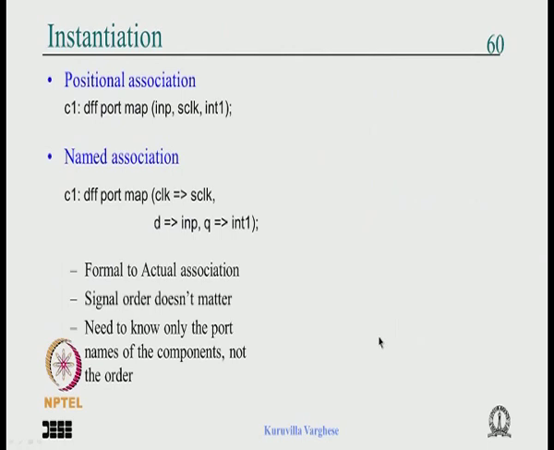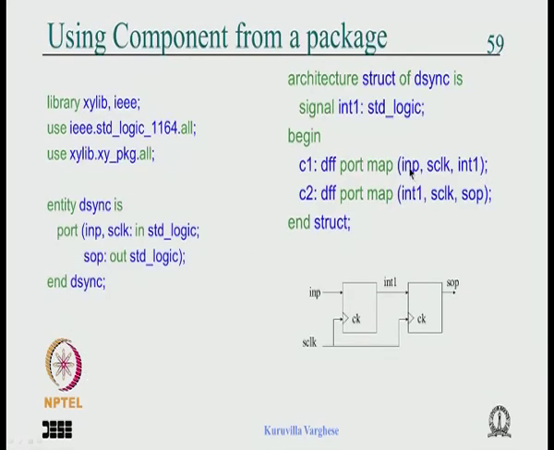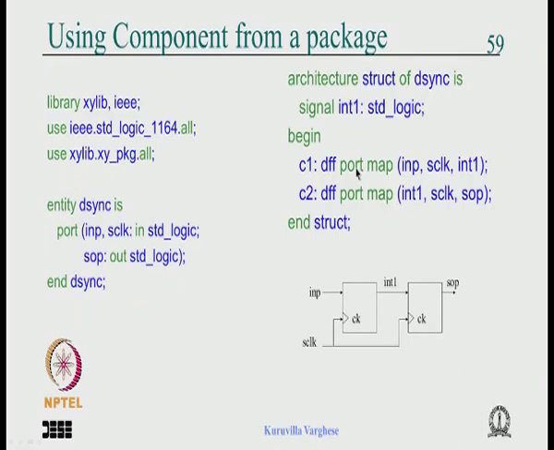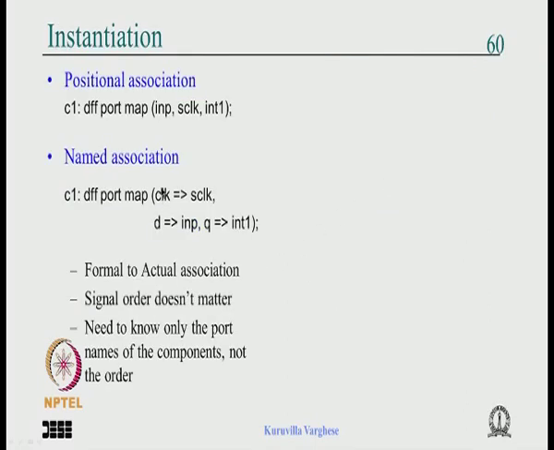Now when you instantiate, the same rules apply. We have seen the component instantiation. We have done a positional association. Formal to actual is associated positionally, but you can also assign in any order, like you can say clock is associated with S clock, D is associated with INP, Q is associated with int1 as far as the first component is concerned. So that is how the instantiation is done.